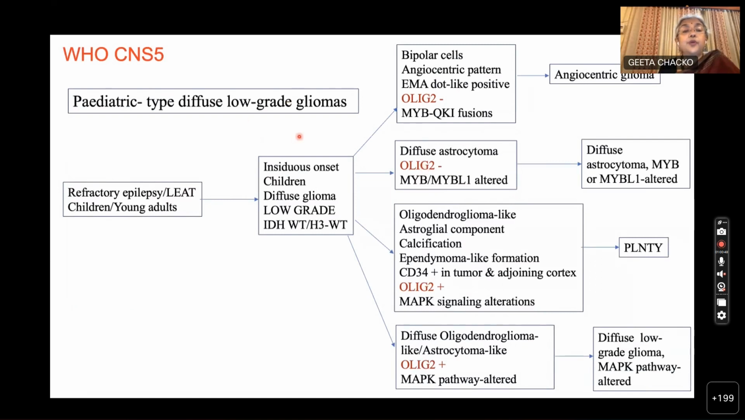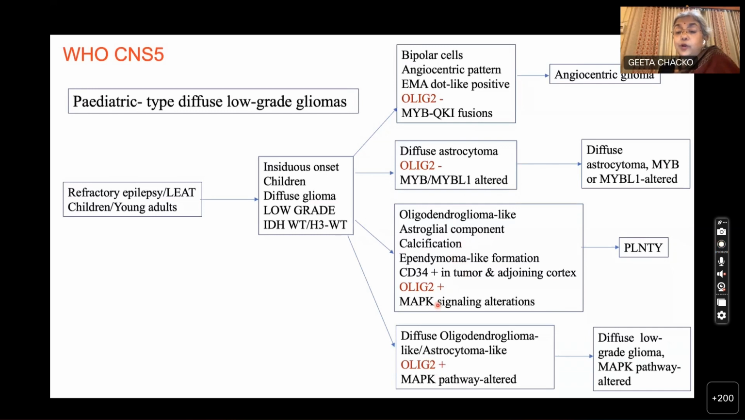So if you look at pediatric-type diffuse gliomas, the singular feature is that there's a long-standing history of epilepsy, in children and young adults, usually an insidious onset. They're IDH wild type, H3 wild type. Two of them are OLIG2 negative. This is the angiocentric one, which has a very typical classic angiocentric pattern of tumor cells, and they are EMA dot-like positive. And the other, which requires demonstration of the MYBL1 alteration.